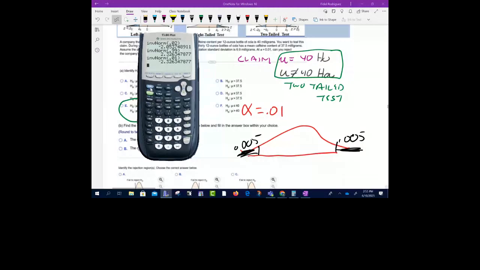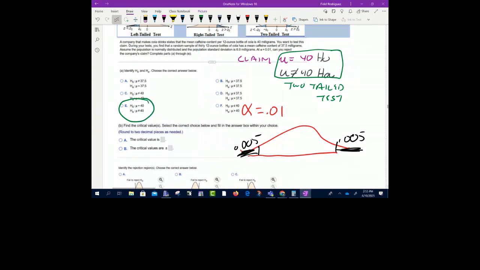Look, we're going to go inverse norm, but the area to the left is 0.005. Okay. Is anybody getting negative 2.58? Okay, so look, y'all, remember, one's going to be negative, one's going to be positive. So right here, y'all, we're going to put 2.58. We're putting that in there for B, y'all, because that has a little plus and minus in front of it. Okay.